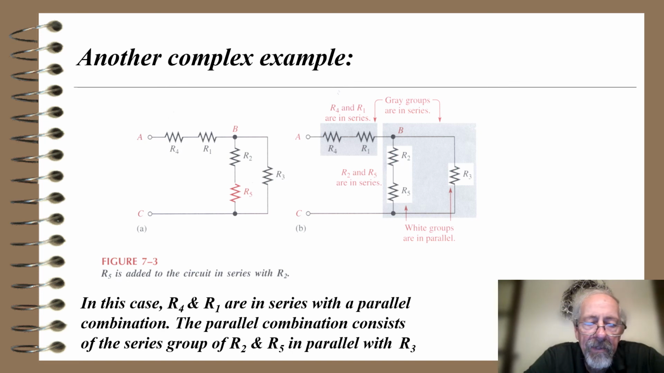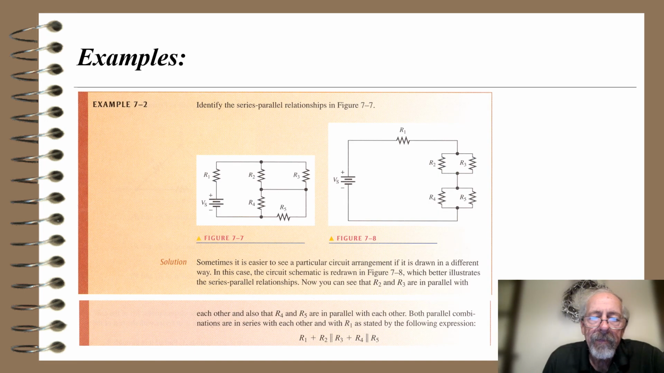So again, in this case, R4 and R1 are in series with a parallel combination. The parallel combination consists of the series grouping of R2 and R5 in parallel with R3. And this would start to be bothersome to calculate because there'd be a lot of calculations to figure out what's going on.